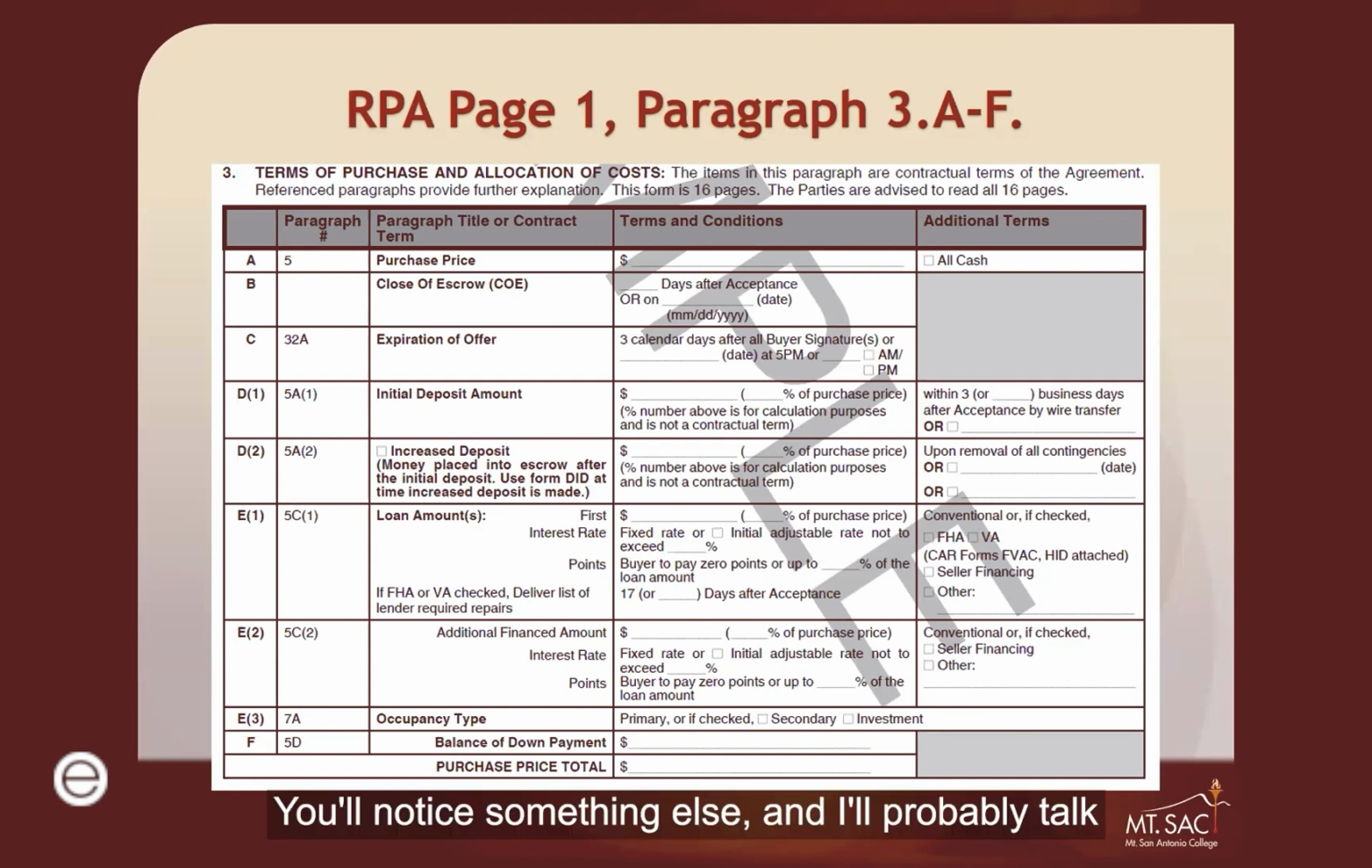You'll notice something else, and I'll probably talk to you a little bit more as we go later in the contract. But if you go back up to E1, the third column, if FHA or VA is checked, deliver list of lender required repairs within 17 days. That FVA form that you're currently using is going to go away. We're now going to use the request for repairs form. You see, with an FHA or a VA loan, that lender may require certain repairs to the property. That's really a request for repairs, right?